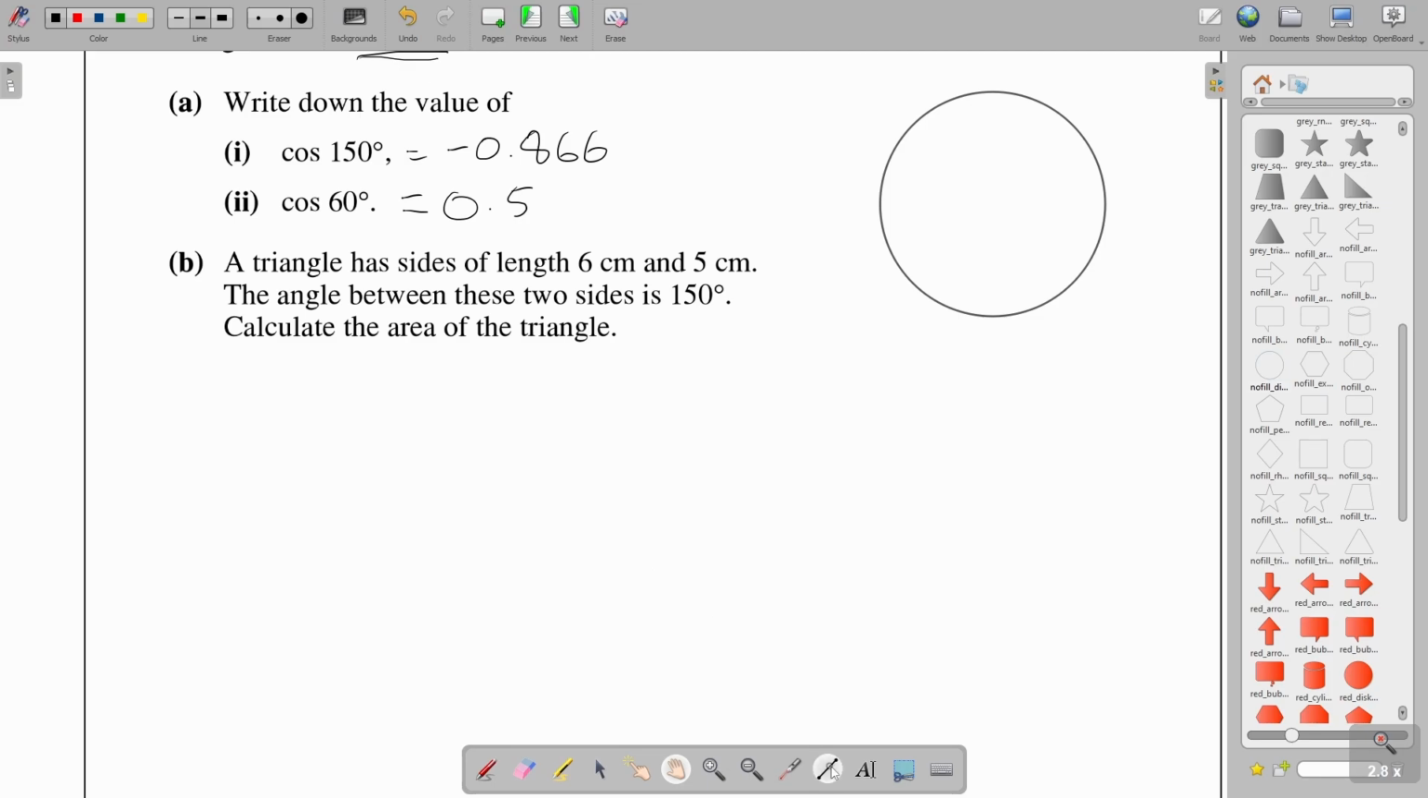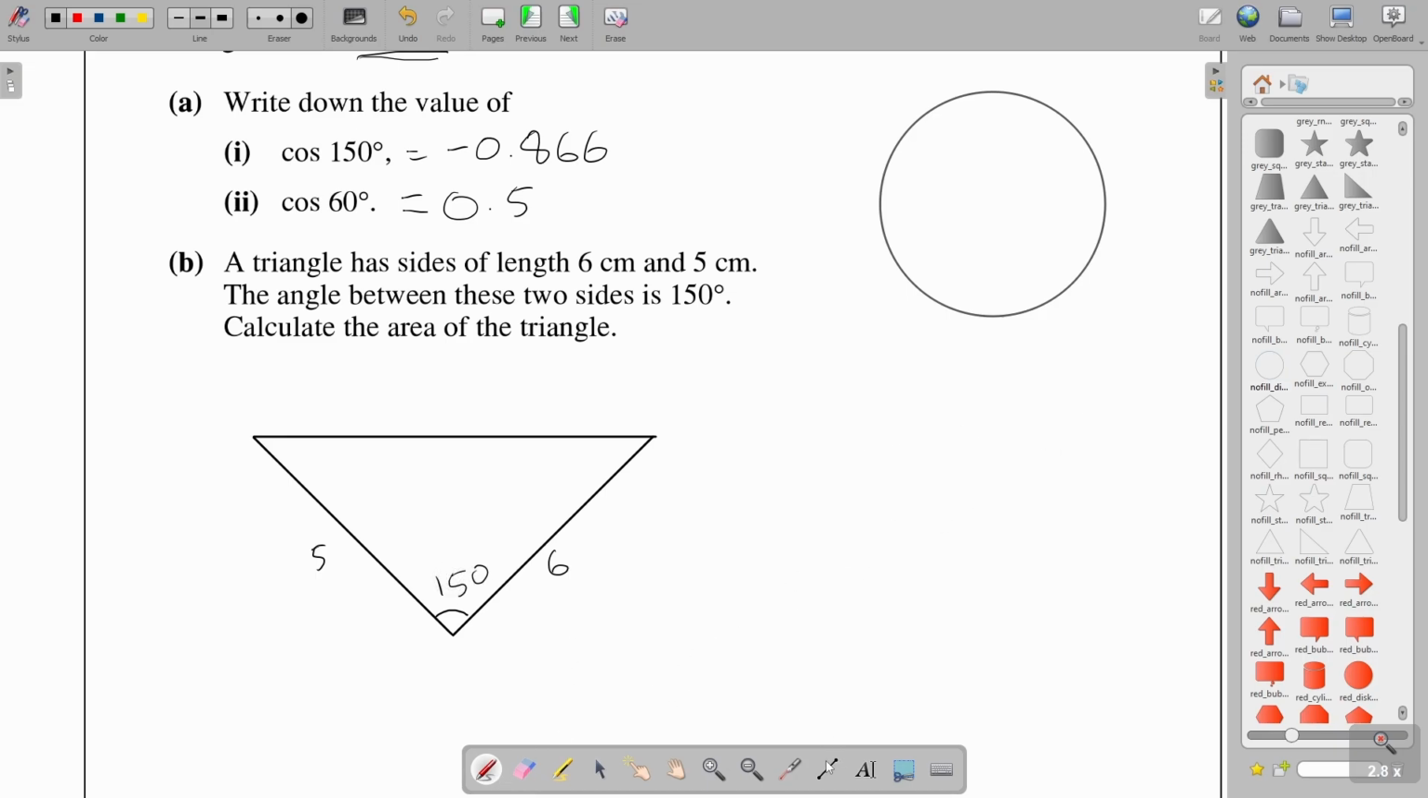A triangle has sides of length 6 centimeter, 5 centimeter, and an angle in between them that is 150. So this one seems longer. I'll just call this one 6, this one 5. The angle between them is 150.